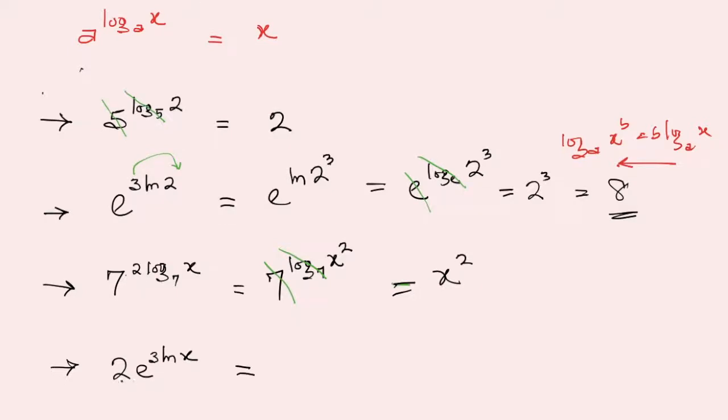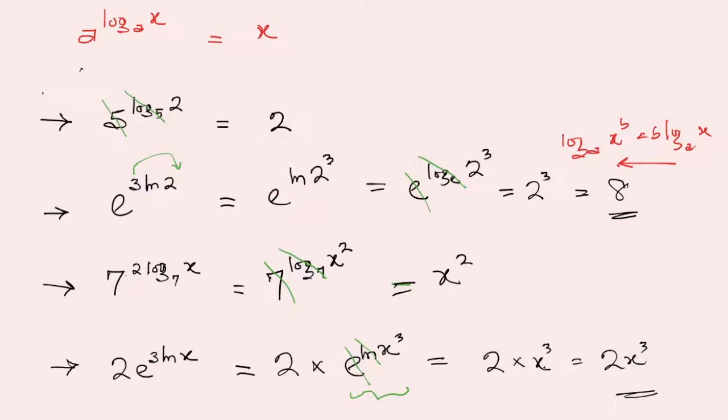For the final one, we have 2e raised to the power 3 ln x. And we can rewrite this as 2 multiplied by, if we move this 3 over to the power of x, e raised to the power ln x cubed. And we know that ln is log to the base of e, so that means that we can cancel these two out to make this part of the expression x cubed. And so our answer is going to be 2 multiplied by x cubed, which is equal to 2x cubed. And that's our answer.